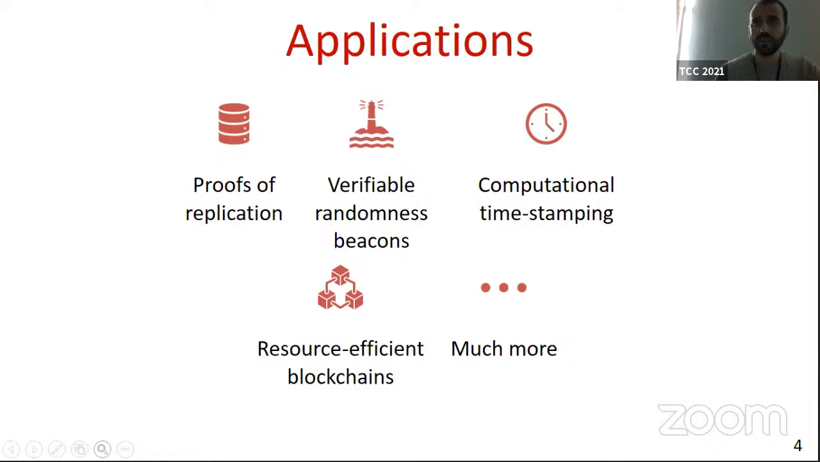Now, even though this is a relatively recent notion, it already has many applications in cryptography and beyond. Just to name a few, we have proofs of replication, verifiable randomness beacons, computational timestamping, resource-efficient blockchains, and much more than that.